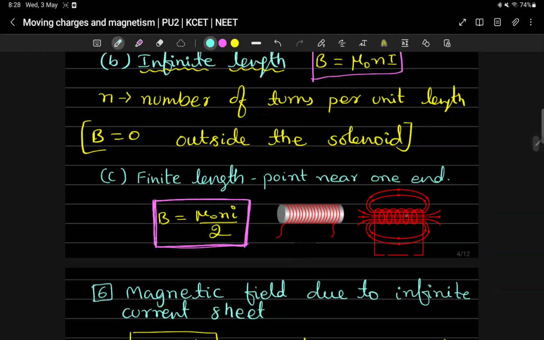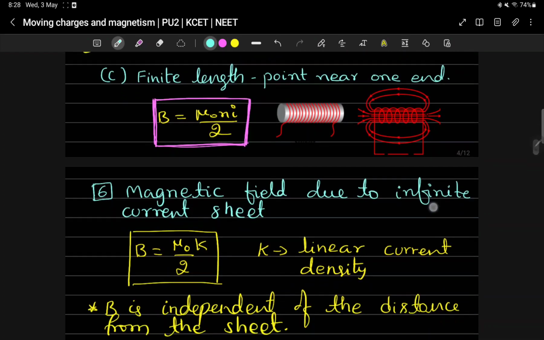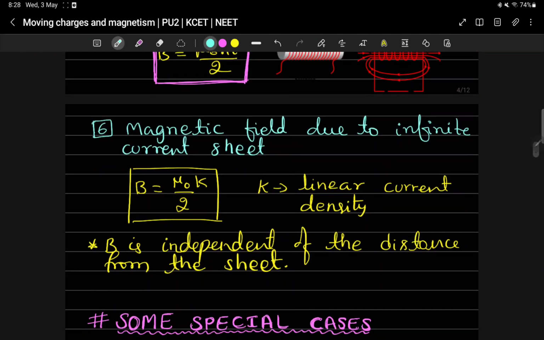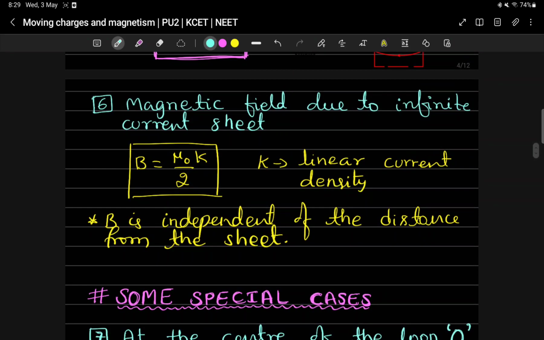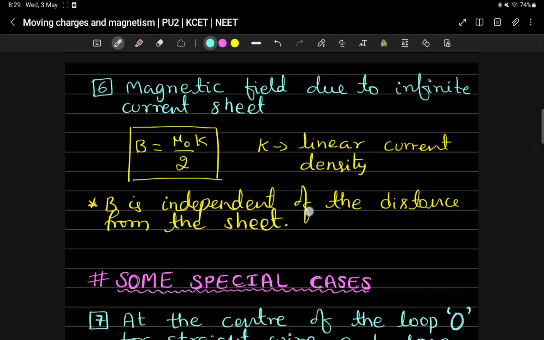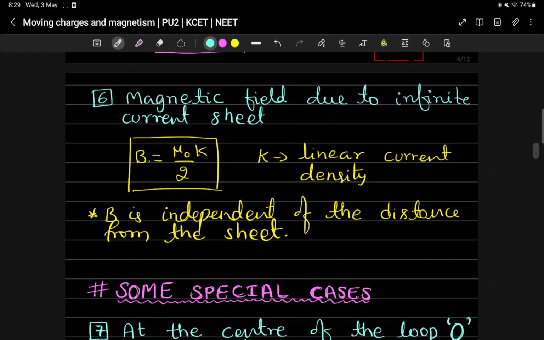Okay, so the magnetic field lines produced inside the solenoid are represented like this. Inside the solenoid, the magnetic field lines are parallel, so a uniform magnetic field will be there. Outside, the magnetic field lines will vary, so actually the total magnetic field will become 0 outside the solenoid, so we don't consider that. Then next we have the magnetic field due to a finite current sheet: B is equal to mu naught K divided by 2, where K is called linear current density.